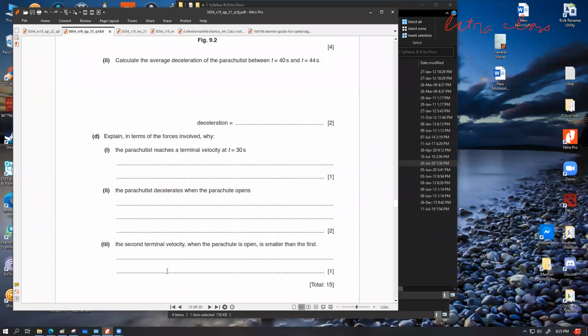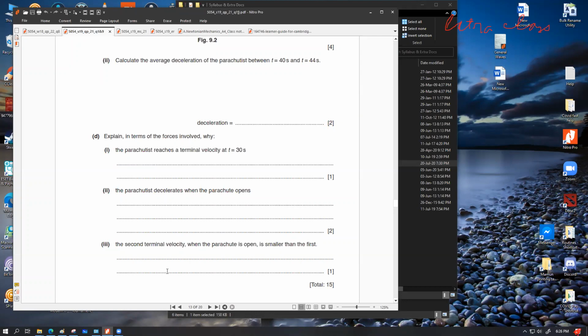Now you really need to be careful with your wording. This question is about terminal velocity, the same terminal velocity. If your answer in any way implies that the air resistance is bigger than the weight, then you'll immediately lose that mark. You cannot write that opening the parachute gives us a bigger air resistance than weight, because if you say that, then the whole idea of terminal velocity is not there yet. Do I make sense? Yes, sir.